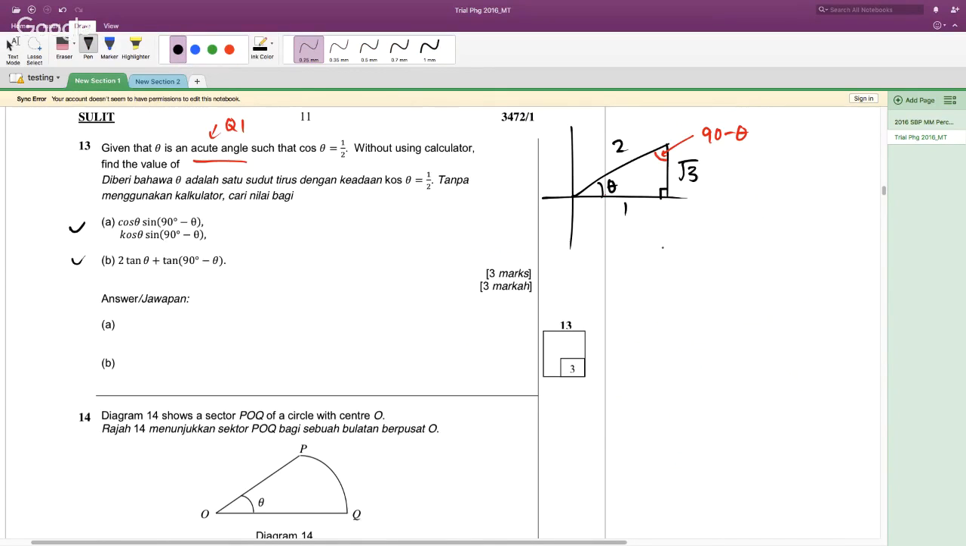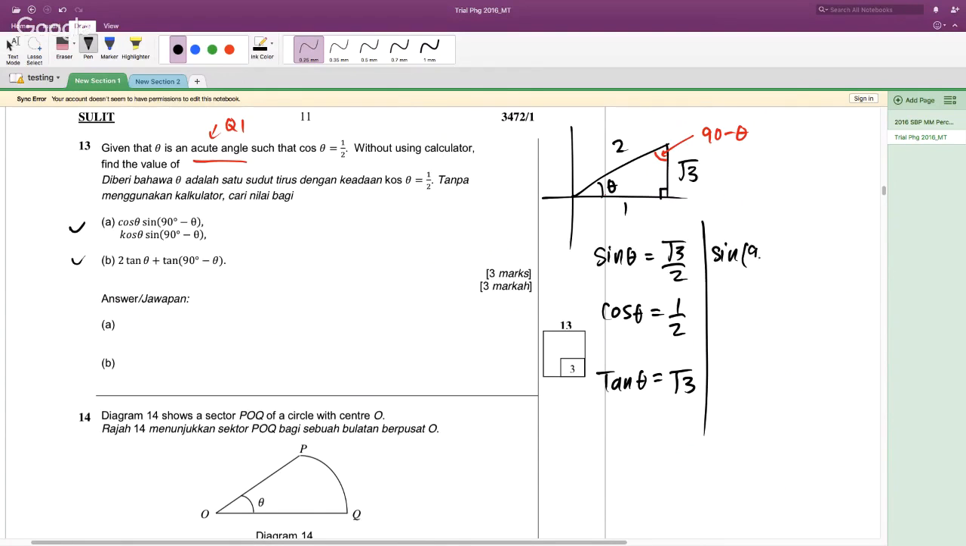Okay, so I will do the sine, cos, tangent for angle and 90 minus angle. So my sine angle, sine is OH, square root 3 over 2. My cos angle is AH, is 1 over 2. My tangent angle, which is OA, so it's square root 3. Then I'm going to do the same thing for sine 90 minus angle. For sine 90 minus angle, I will focus, now this is my angle on the top. My O actually is 1. Okay, so it's 1 over 2.